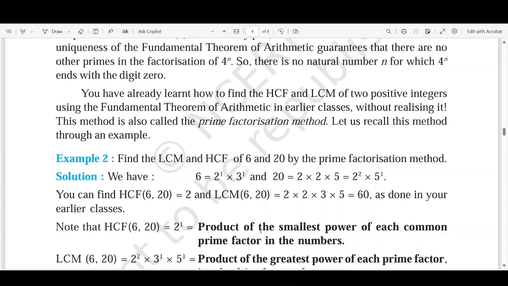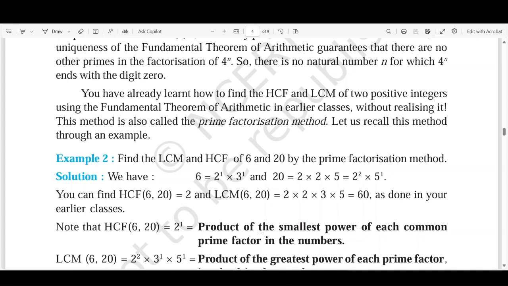If you find the HCF of the two numbers 6 and 20, it is 2. HCF is nothing but highest common factor, that is, if we find the factors for both the numbers 6 and 20, the common factors, it should be the highest. So thus we have resulted with 2. And LCM is determined to be 60.